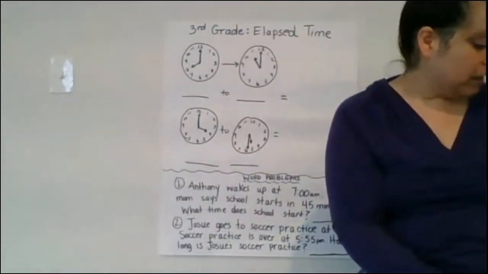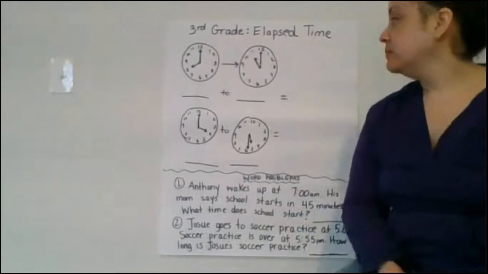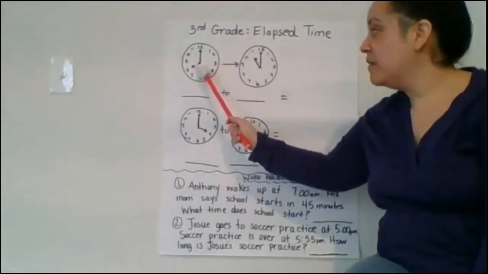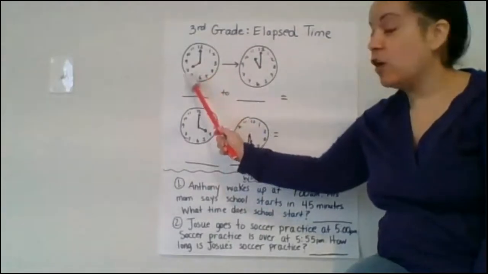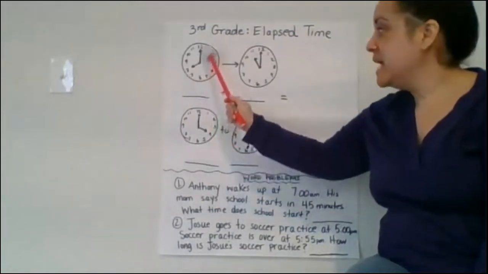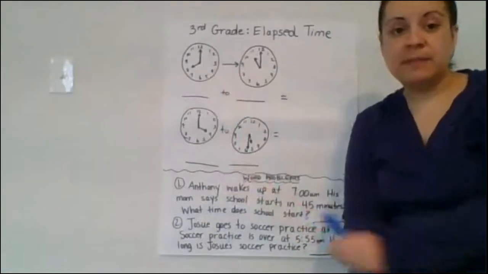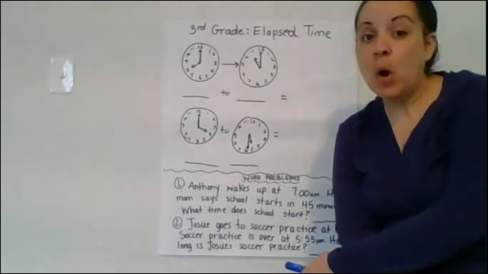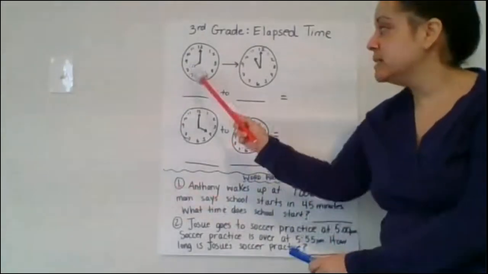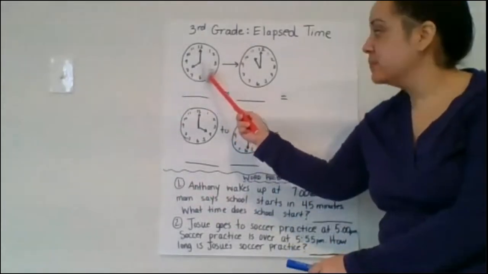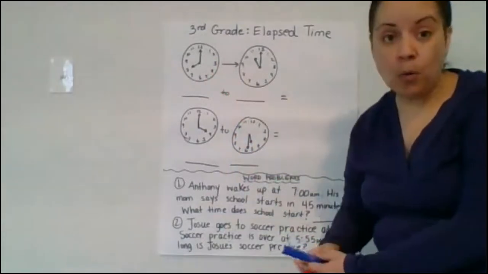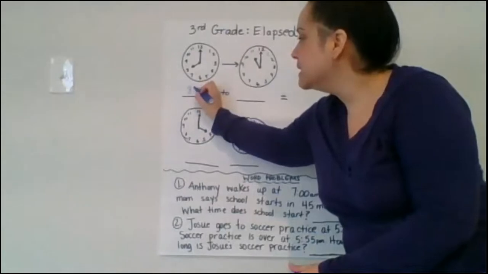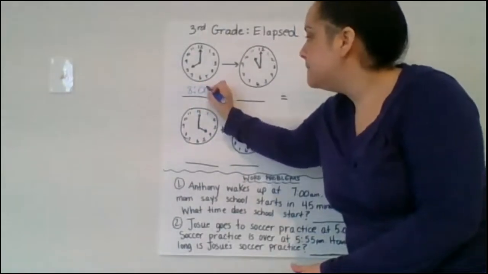So let's look at our clocks up here. This first clock, I can tell that the hour hand is on the 8 and the minute hand is on the 12. If you remember, when the minute hand is on the 12, we say o'clock. So what time does this clock say? 8 o'clock. So here I'm going to write 8 o'clock.